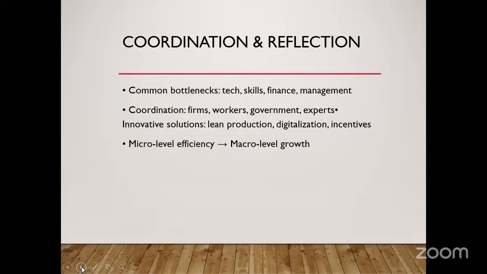When it comes to coordination and reflection, the common bottlenecks that we have identified are tech and skills, finance, management, and also coordination among firms, workers, government, and industry experts. Also, we made some innovative solutions like lean production, incentives, and automation. So we can achieve micro-level efficiency, and through that, we can achieve macro-level growth.